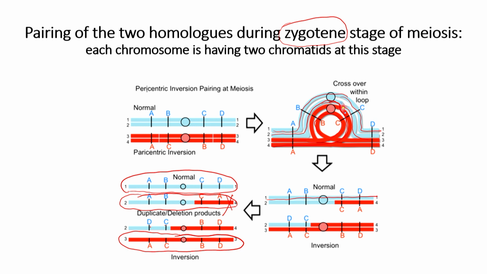So D is duplicated, A is absent. So this gamete also has an incomplete genome and will die. So what is the result? Like in the previous case, only the parental combination, that is the normal one and the inverted one, will survive. The rest will not survive. So this is the beauty of nature.